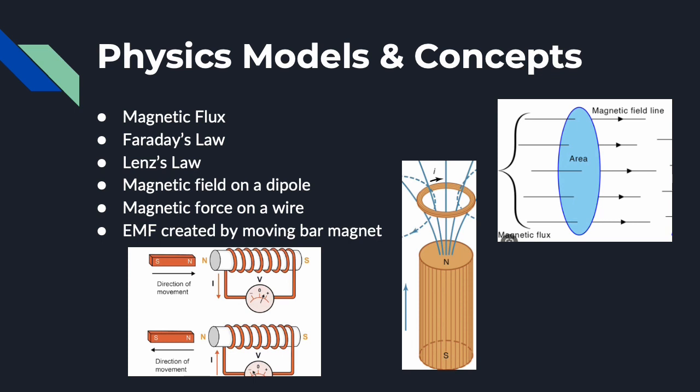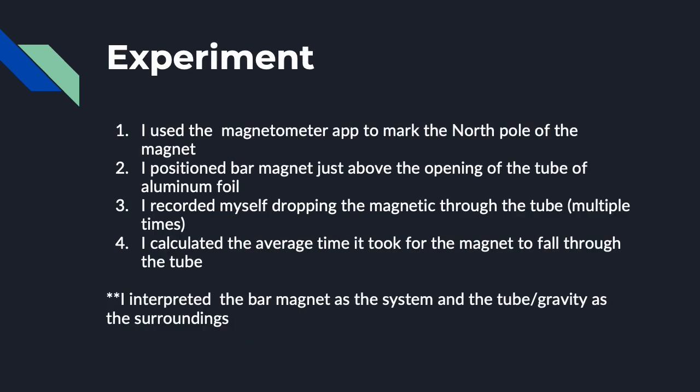To the right is a representation of magnetic flux, in the middle is a representation of Lenz's law, and on the left-hand side of the screen is a representation of Faraday's law. Now moving on to the experiment.